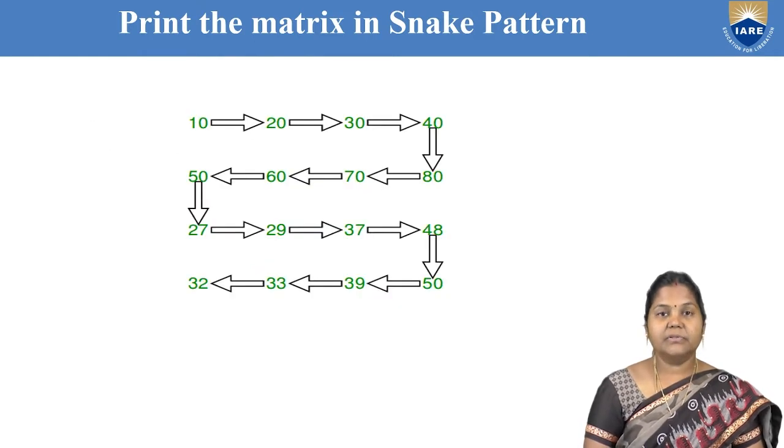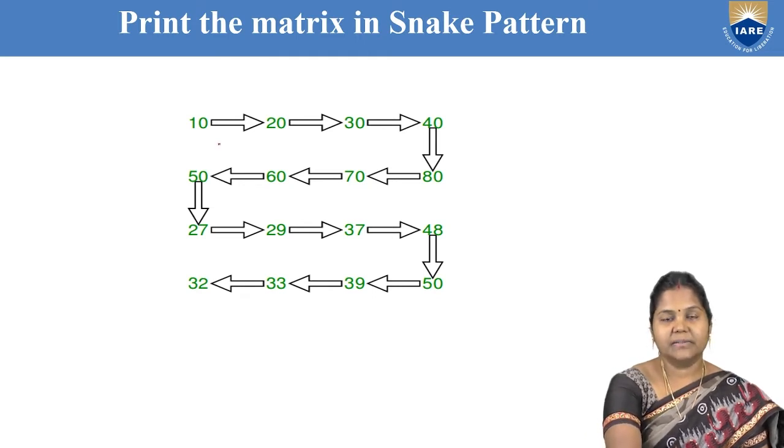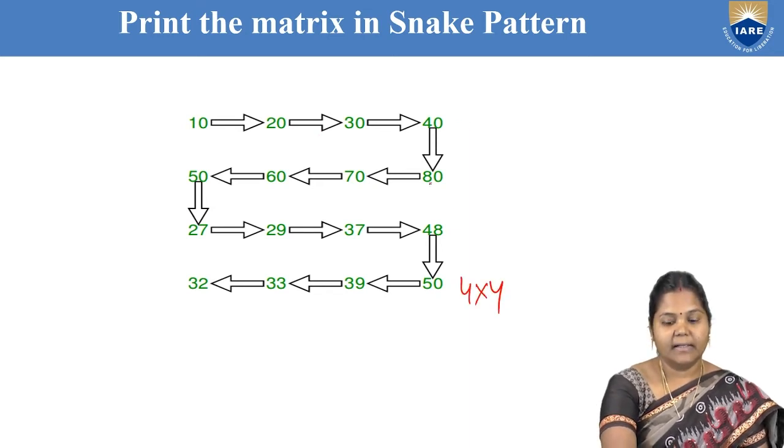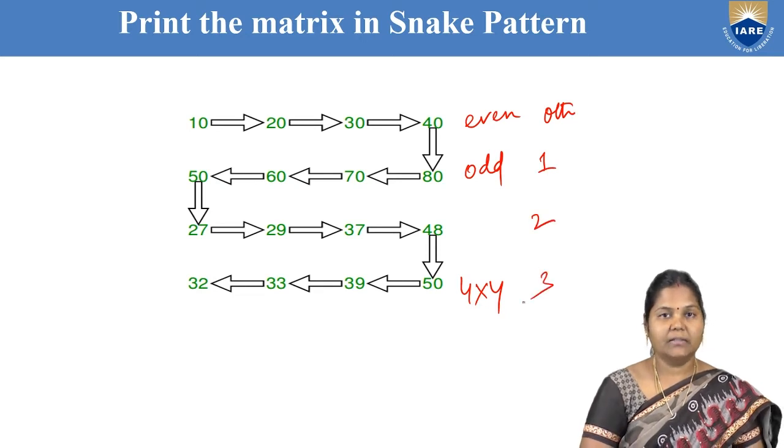You can visualize this through this diagram. You can visualize the matrix. Elements are 10, 20, 30, 40. It is a 4 by 4 matrix. Then followed by 80, 70, 60 and 50. Then followed by 27, 29, 37 and 48. Then 50, 39, 33 and 32. You can see here, this is the even row and this is the odd row. So this is 0th row, this is first row, this is second row, this is third row and so on.